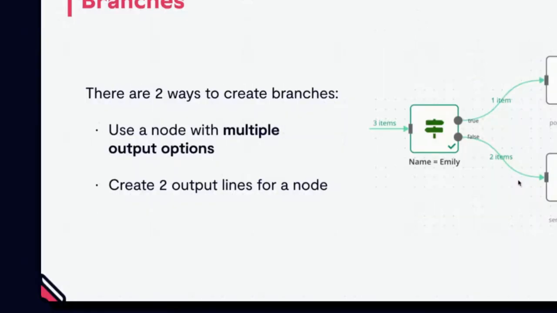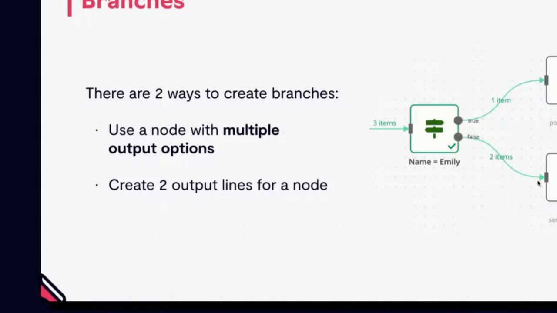We can create branches in 2 different ways. The first way is we use a node that has multiple output options. In this case, each item will follow only one of the multiple paths. So here, for example, we have an if node, and the if node has 2 outputs, true and false. As we can see, we have 3 input items, and only one item goes through true, and 2 items go through false. So each item only follows one specific path.